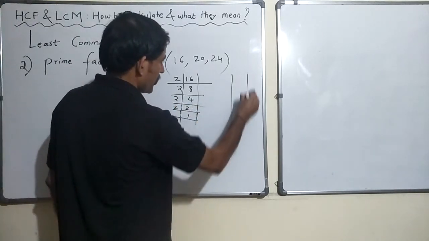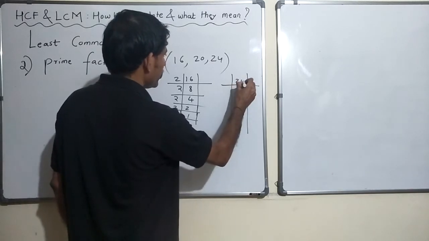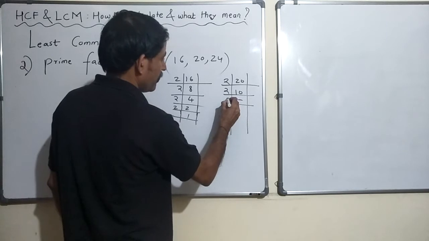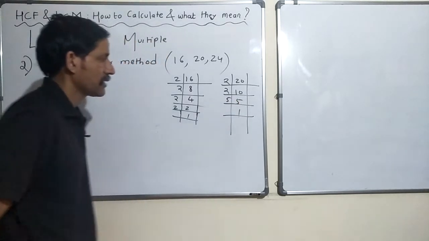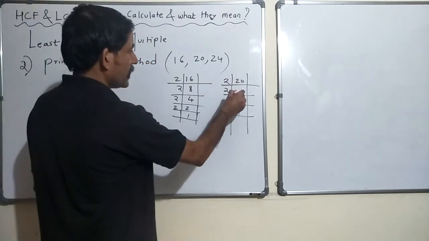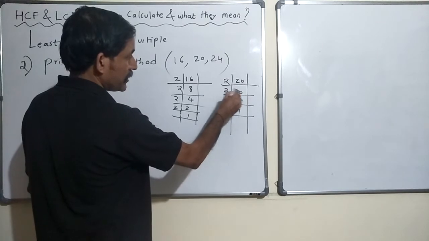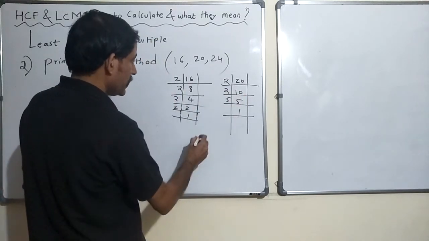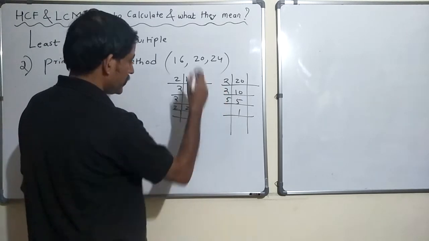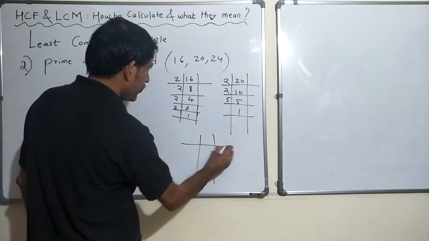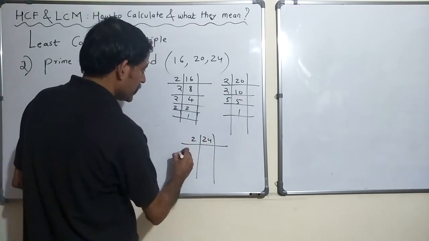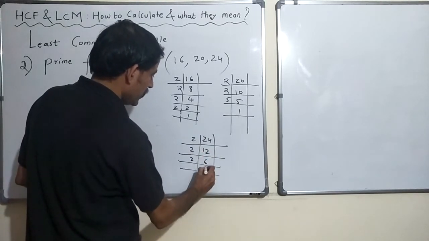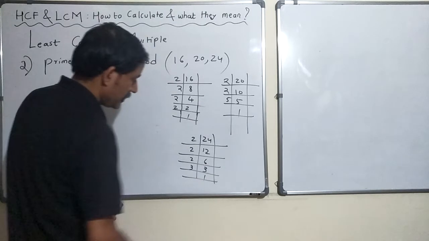Same thing we do for 20: 2s are 10, 2s are 5, 5 5s are 1. So I divide 20 by 2, I get 10, I divide 10 by 2, I get 5. This is the way I come down to 1 eventually. So 5 2s are 10, 10 2s are 20, great. Same thing for 24: 2s are 12, 2s are 6, 2s are 3, 3 3s are 1, done.